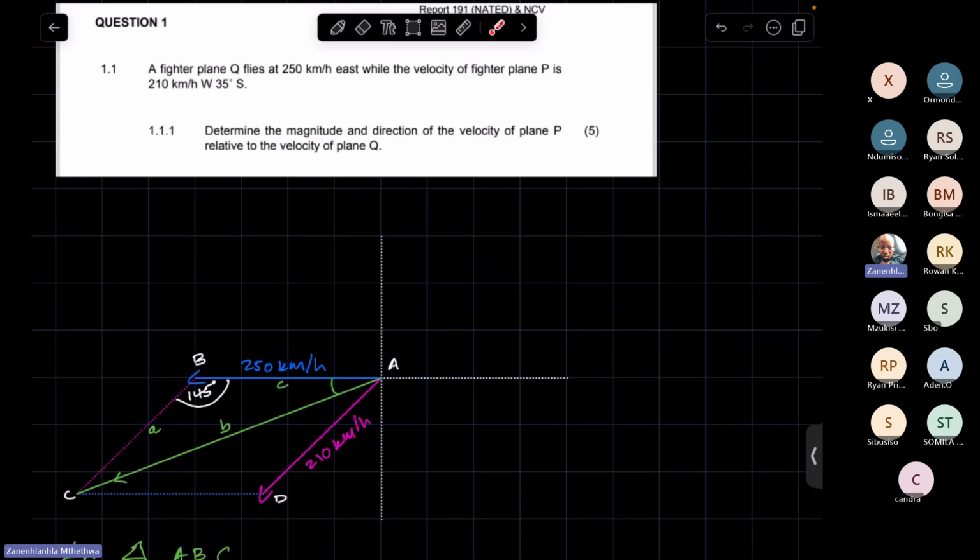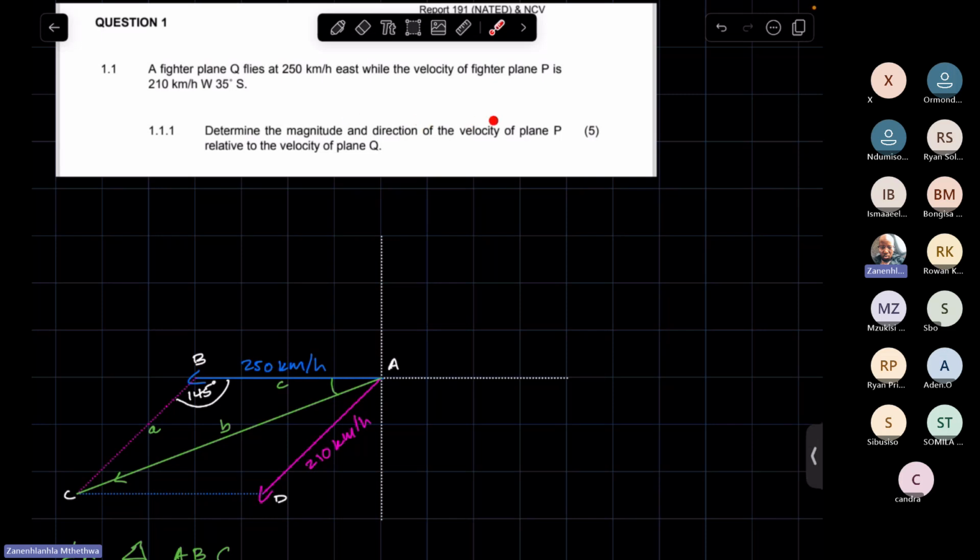And then as far as the frame of reference, you draw it in a direction that is opposite the one that's been given. That's it. And in this case, the object is plane Q.